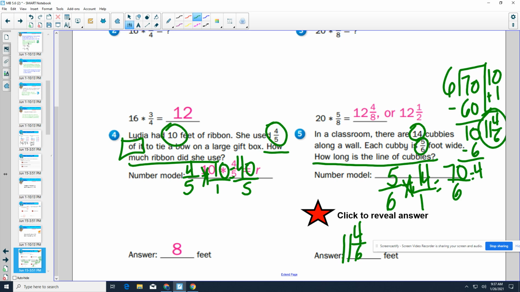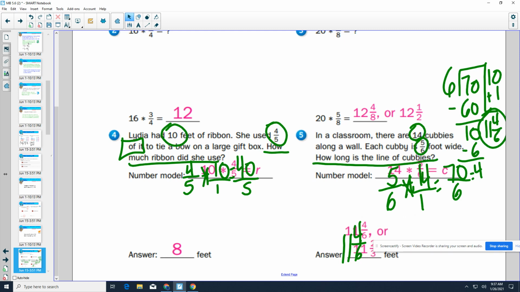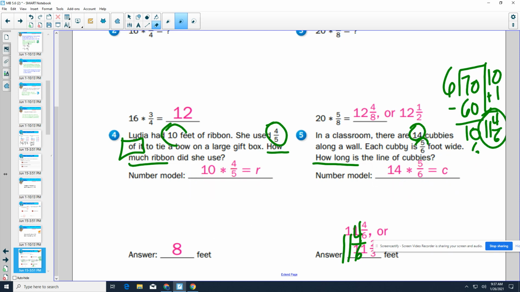Okay. Let's check our answer there. 11 and they said 2/3, which is just simplified. And also one other thing, point out that I did put on the number model, make sure you put a letter for the answer because we don't know it yet. So R for ribbon and C for cubby. So make sure you did that as well if you didn't already.